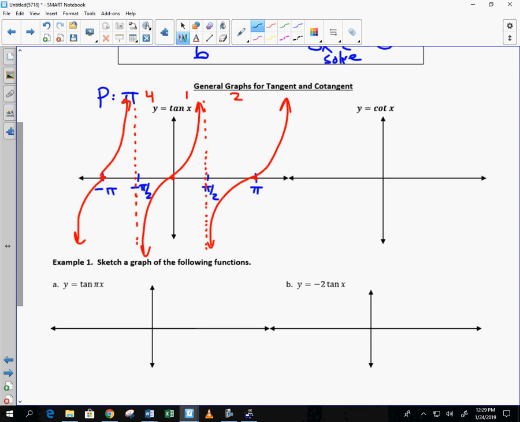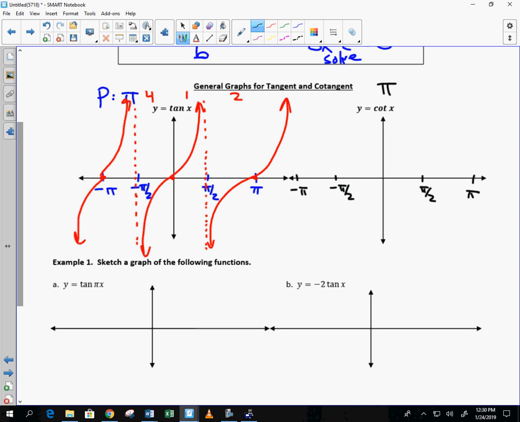Here we go. Period. Pi. I mark off pi. I mark off negative pi. Cotangent, just like tangent, requires 2 quadrants to repeat itself. Pi over 2, negative pi over 2. But what is the relationship between tangent and cotangent? Not opposite, they are reciprocals. They're reciprocals of each other.